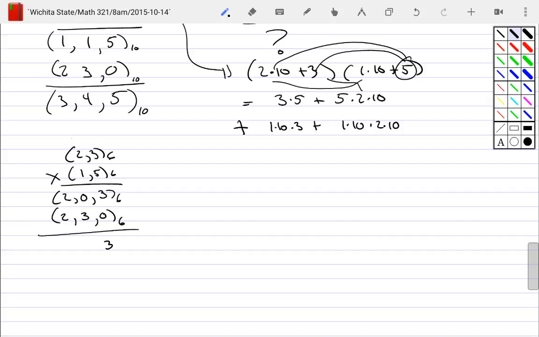3 plus 0 is 3. 0 plus 3 is 3. 2 plus 2 is 4. None of those carry over. So it's a 4, 3, 3 in base 6.